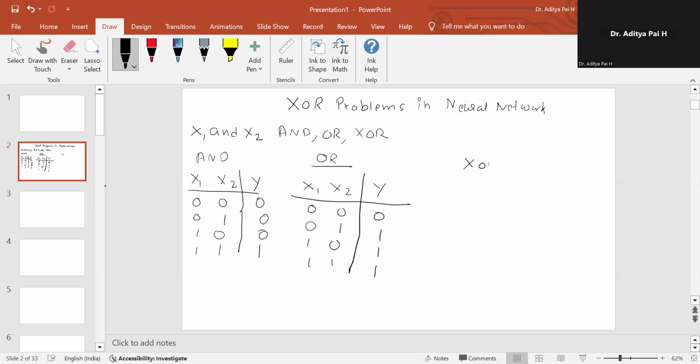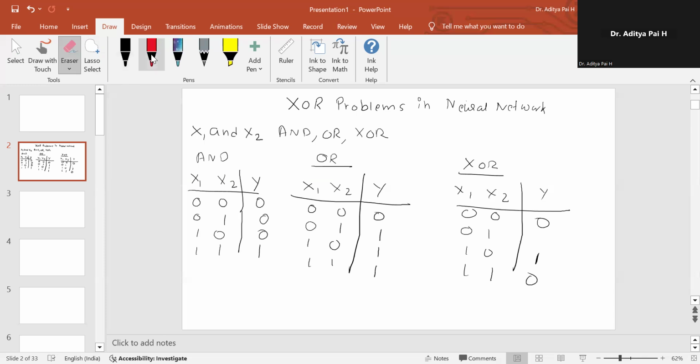And for XOR, the truth table for x1 and x2 will be: 0 and 0 is 0, 0 and 1 is 1, 1 and 0 is 1, and 1 and 1 is 0. So this is the truth table for the XOR function.